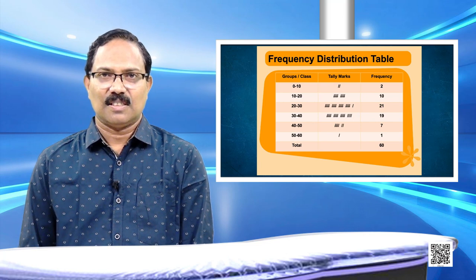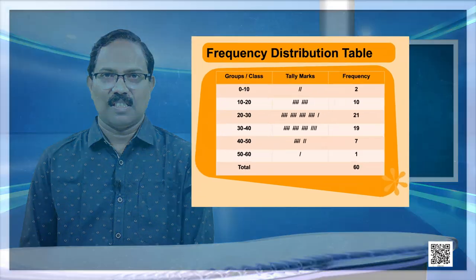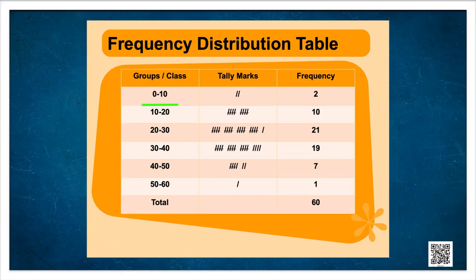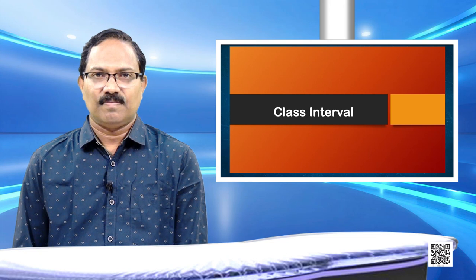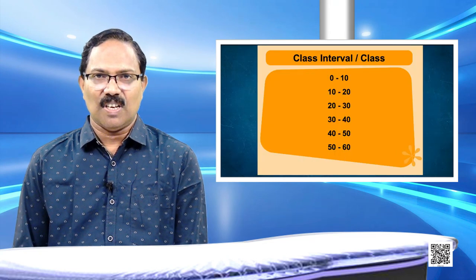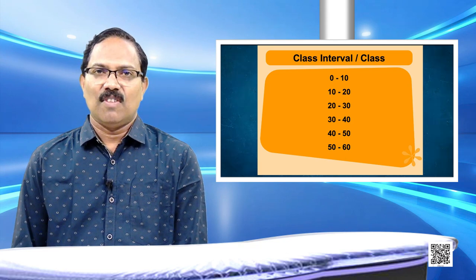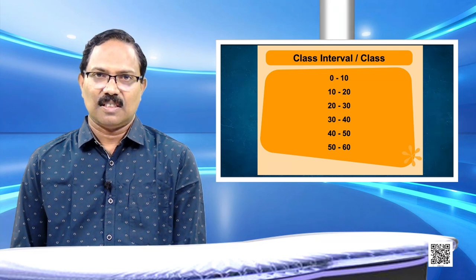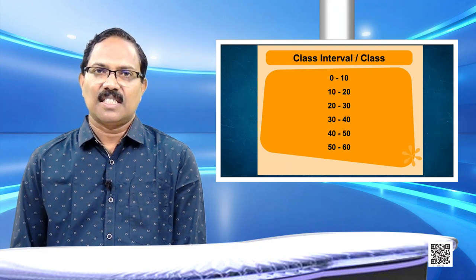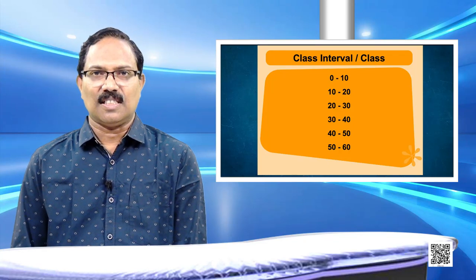Look at the classes. We have taken 6 classes. The first class is 0 to 10 and the next class is 10 to 20 and the third class is 20 to 30, etc. Here, each group is called a class interval. So, 0 to 10 is a class interval, or sometimes simply we mention it as a class. So, 20 to 30 is another class and 50 to 60 is another class. So, we have in total 6 class intervals or 6 classes.